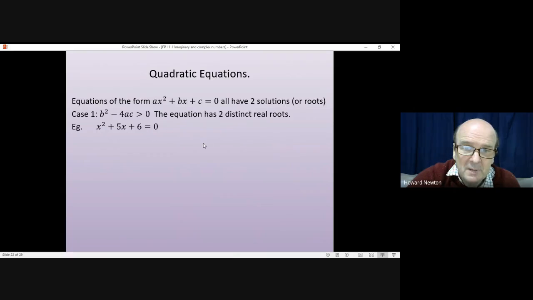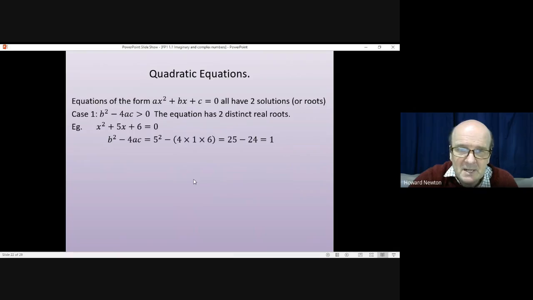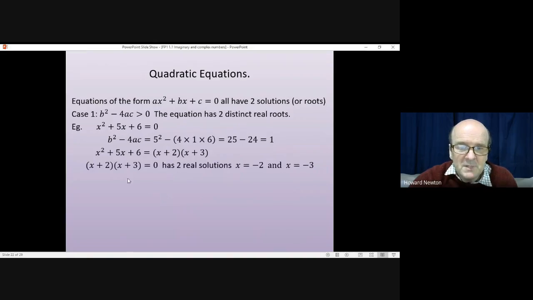So for example, x squared plus 5x plus 6 equals 0. B squared minus 4ac would be 5 squared, which is b, take away 4 times 1 times the 6, which gives us 25 take away 24, which is 1. Now, the only significant thing about the 1 is that it's positive. It's greater than 0. That means that the equation will have 2 roots, 2 solutions, and they will be different from each other. Now, if we go back to the equation, it's an equation that's easy to factorize, x plus 2 times x plus 3, which means it's easy to solve.